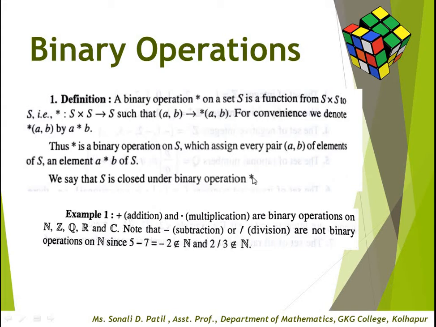Binary operation is denoted by star and star represents the relation between these two elements. For example, addition and multiplication are binary operations on natural numbers, integers, rational numbers, real numbers and complex numbers. Note that subtraction or division are not binary operations on natural numbers, since 5 minus 7 is equal to minus 2, which does not belong to natural numbers, and 2 divided by 3 also does not belong to natural numbers.